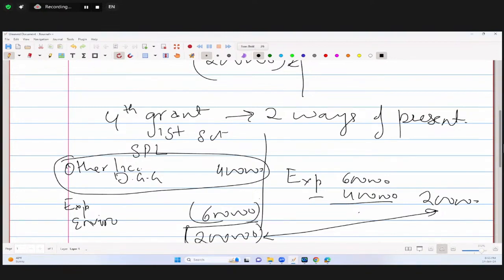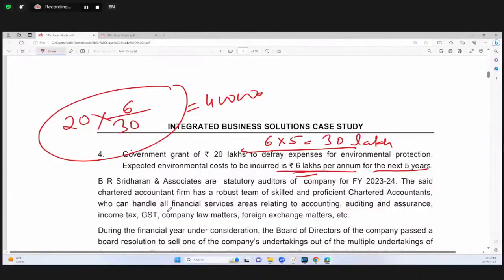So these are the 4 different types of grants which have been covered in this particular case study. I have taken you through the reason why this accounting is done, how this accounting is done, and how it is presented in your financial statements. In case you have any issues, you may ask, and then we'll move on to the second part.